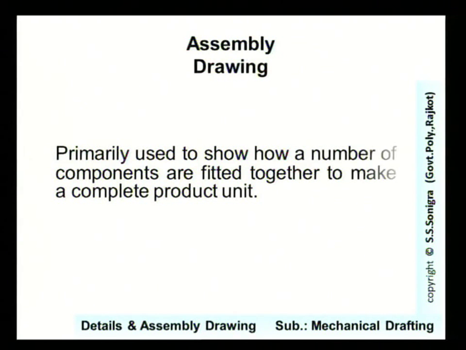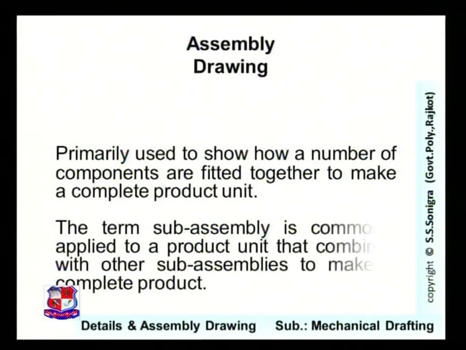Now, what is assembly drawing? As we know, it is primarily used to show how a number of components are fitted together to make a complete product unit. The term subassembly is commonly applied to a product that combines with other subassemblies to make a complete product. For example, the assembly of an IC engine, assembly of stuffing box, assembly of boiler accessories, mountings, etc. All these make an assembly of individual components. These are the examples of assembly drawings.